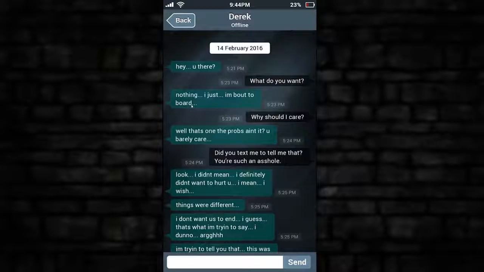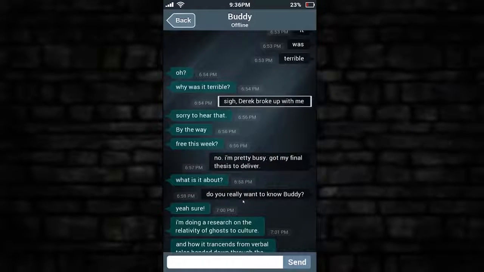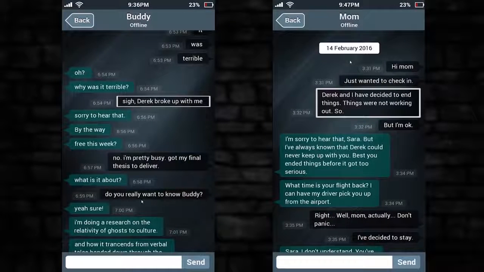Derek doesn't want the relationship to end, but Sara has decided that it's over. So why does she later tell her mother, "Derek and I have decided to end things," and tells Buddy, "Derek broke up with me"? The truth is that Sara broke it off with Derek, but she's changing up her story with two different people when it's not necessary. We may be going through her phone, but how much can we actually learn about this person by doing so? We may not even be able to trust what we find on here.